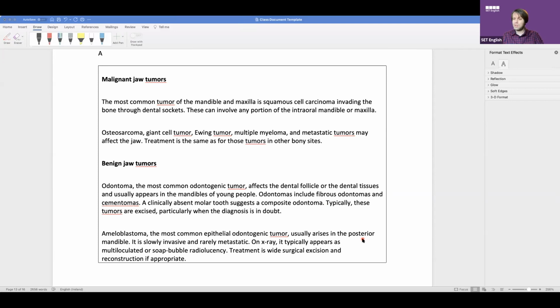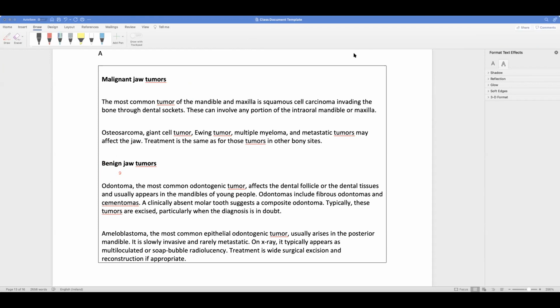3, 2, 1. Who would like to tell me about this text? What's the main ideas here? 2 main ideas. Malignant jaw tumor and benign jaw tumor. Pronunciation of this, how do we say this word? Benign. Benign. Okay. Yeah, benign.